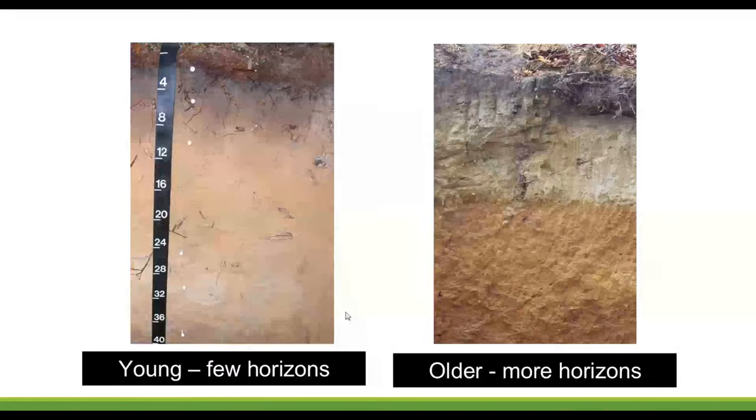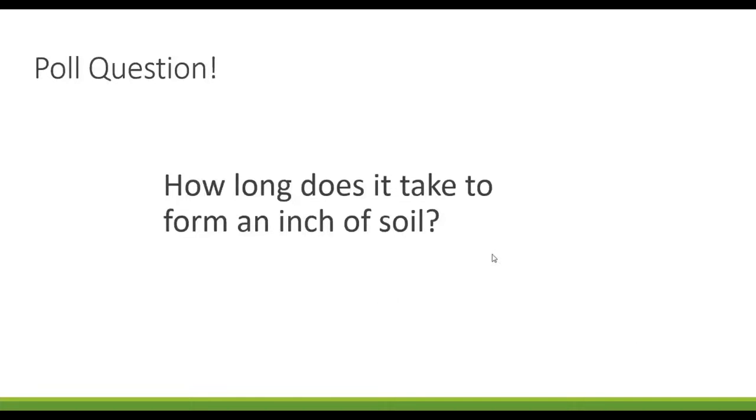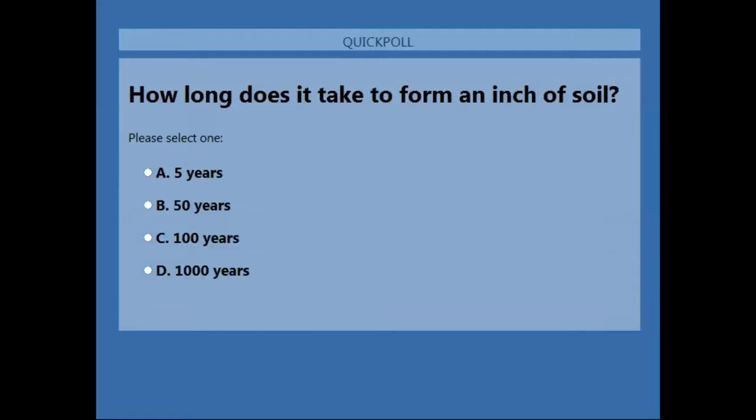If we look at two different soils, more on an absolute scale, few horizons is a young soil, older soils have more horizons, more layers, more definition. Okay? So a poll question, how long does it take for an inch of soil to form? So I want you to think about that. The poll should be coming up. Is it 5 years, 50 years, 100 years, or 1,000 years? So the question again, how long does it take for an inch of soil to form? So take a few minutes on that, see what we can come up with.